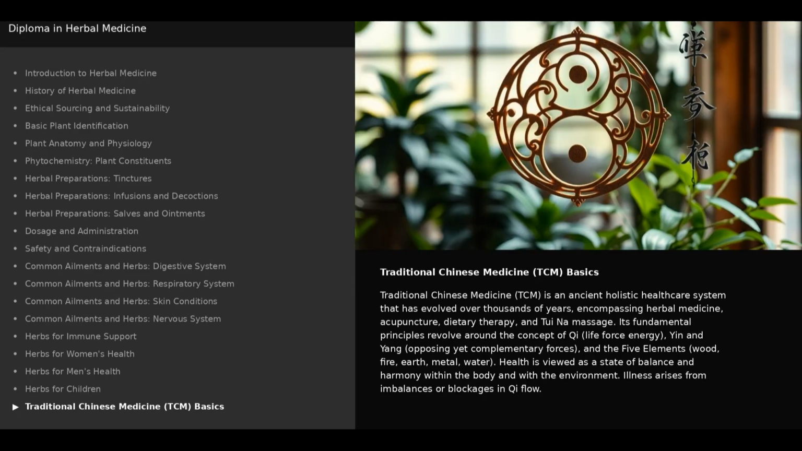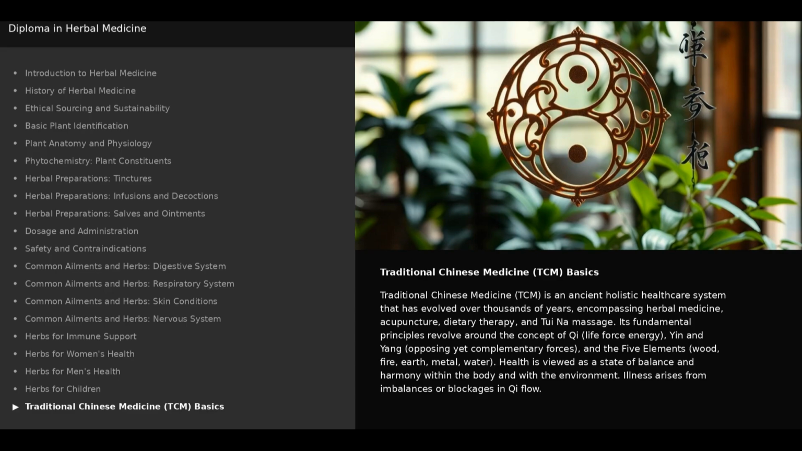Traditional Chinese medicine (TCM) basics. Traditional Chinese medicine (TCM) is an ancient holistic healthcare system that has evolved over thousands of years, encompassing herbal medicine, acupuncture, dietary therapy, and Tui-na massage. Its fundamental principles revolve around the concept of qi, life force energy, yin and yang, opposing yet complementary forces, and the 5 elements: wood, fire, earth, metal, water.